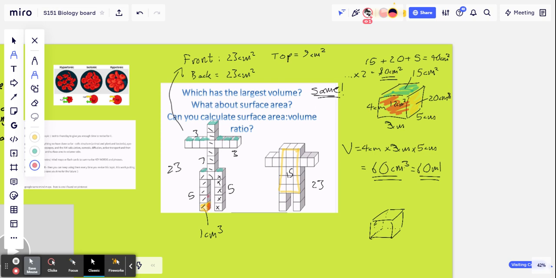So we've got 1, 2, 3, 4. And there's that one. The right-hand side of this cube is actually blocked. So then we've got this one. I've lost count. 4, 5, 6, 7, 8, 9, then 10, 11, 12, and then we've got this one, 13, 14, and 15. So the right is 15 centimeters squared.